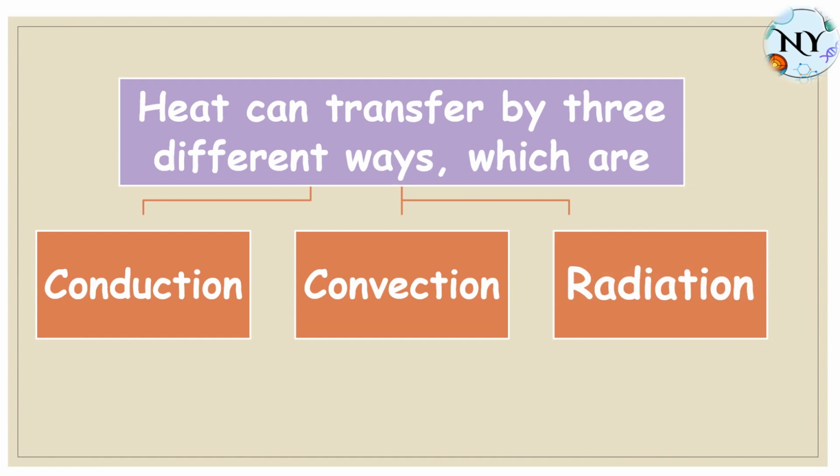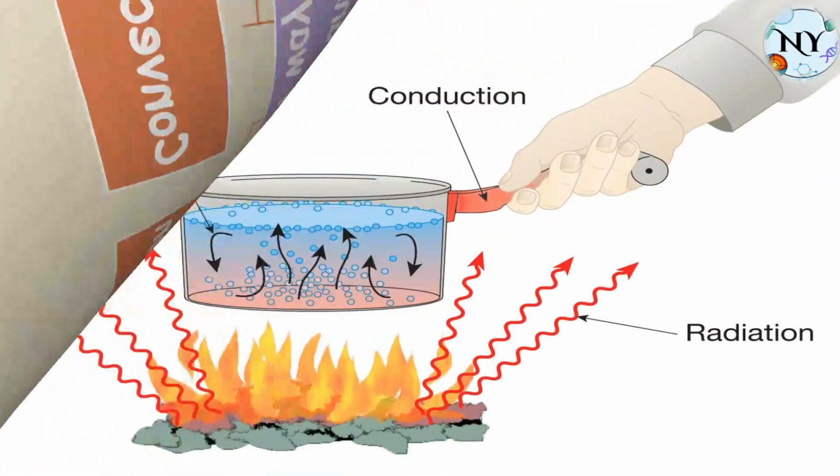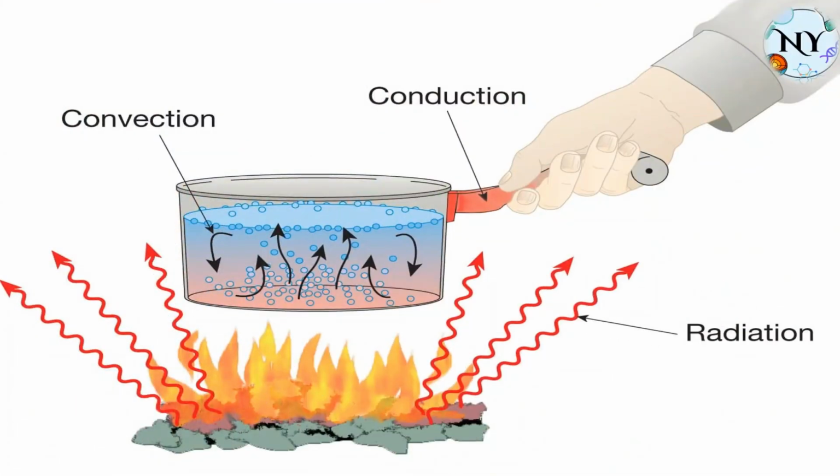All right, it's time to see how heat can transfer from one object into another. We have three different methods to transfer heat. The first one is conduction. The second one is convection. The third one is radiation. So how many methods? Three: conduction, convection, and radiation.